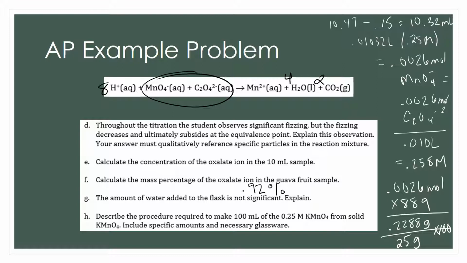In G here, we're asked to explain why the amount of water added to the flask is not significant. In this case, it does not really matter how much water you add, since the only thing that matters is the amount of ions that are in solution. Adding more and more water will not affect the amount of oxalate ions in solution because it's not reacting. We're going to go ahead and skip over H for this one as well, given that we've talked about the preparation of solutions before.